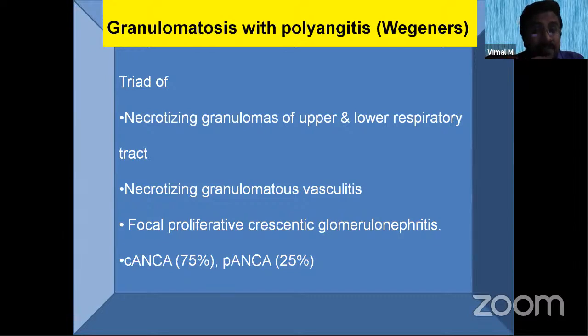So dear students, please remember the three clinical features in Wegener's. Necrotizing granulomas can be seen both in the upper and lower respiratory tract, and necrotizing granulomas may be seen around the vessels, and in the kidney you have crescentic glomerulonephritis, that is rapidly progressive glomerulonephritis. And you know by this time that C ANCA positivity will be there in more than 75% of cases, and only 25% of cases will show P ANCA.